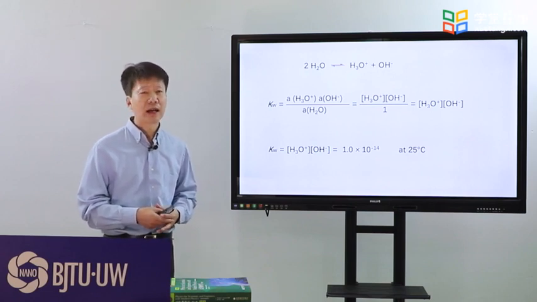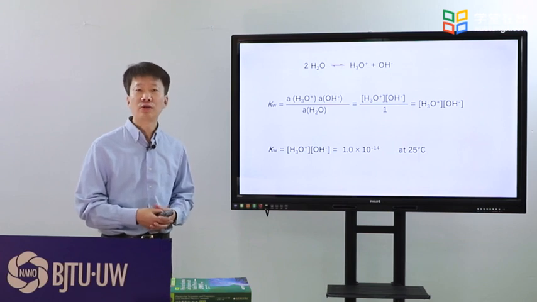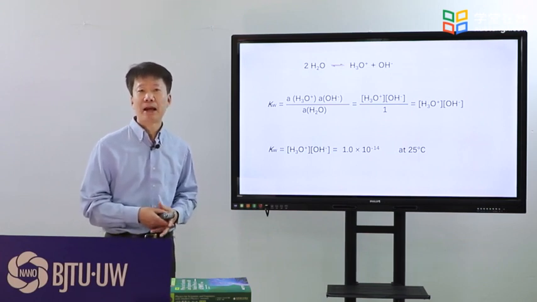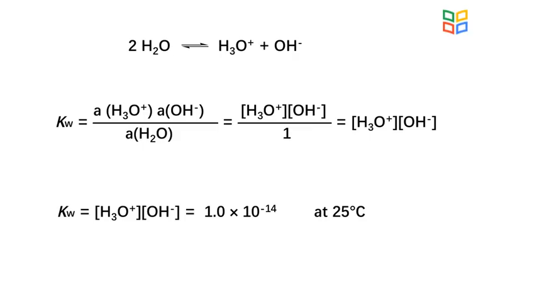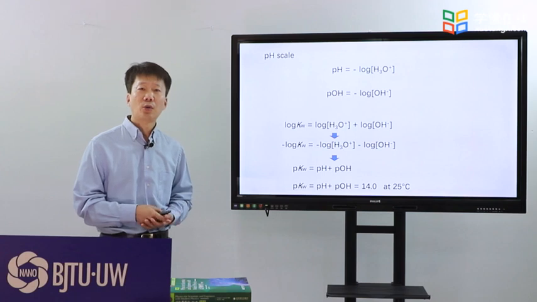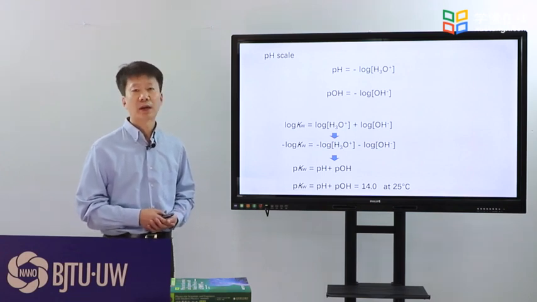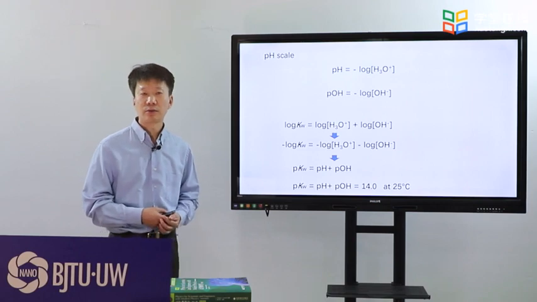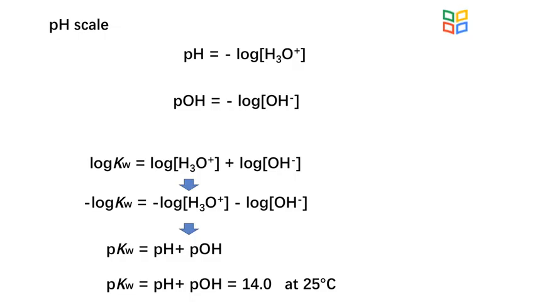Kw looks like the product of the two concentration values and is called the ion product of water. The ion product of water is 10 to the minus 14 at 25 degrees C. For convenience, we often use pH value to describe the content of proton in a solution. pH is defined as the minus log of proton concentration. Of course, you can also calculate the proton concentration from the pH value.